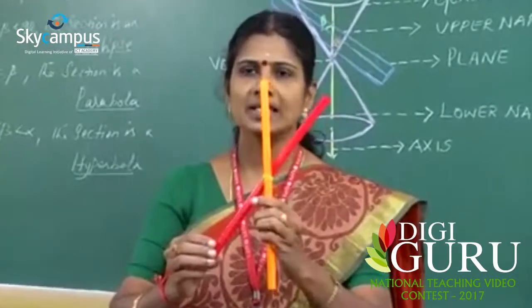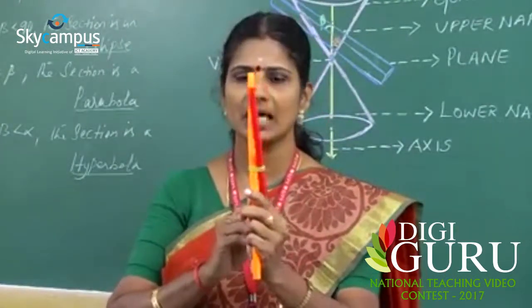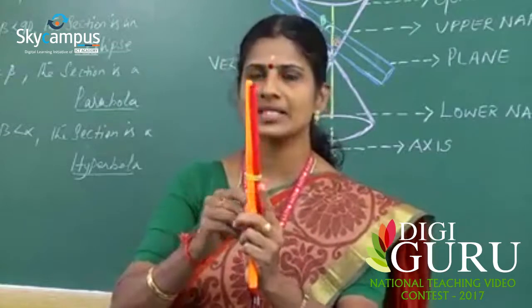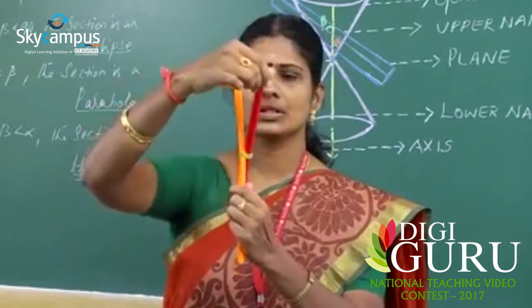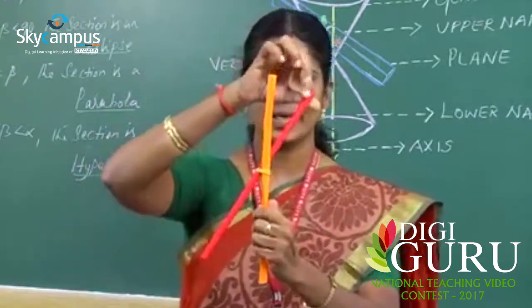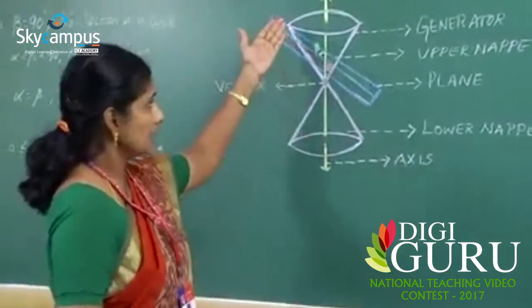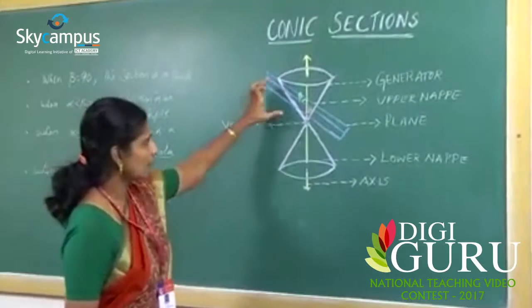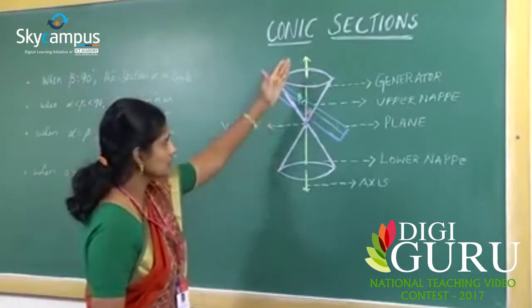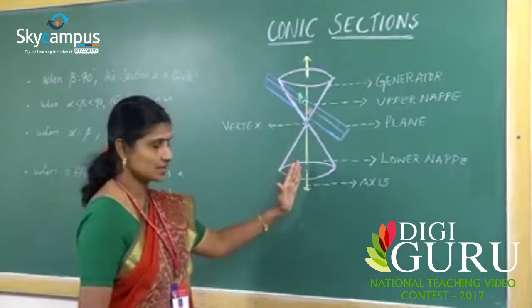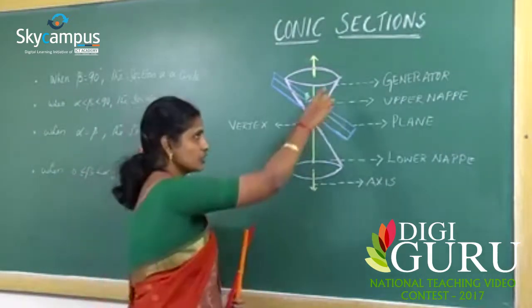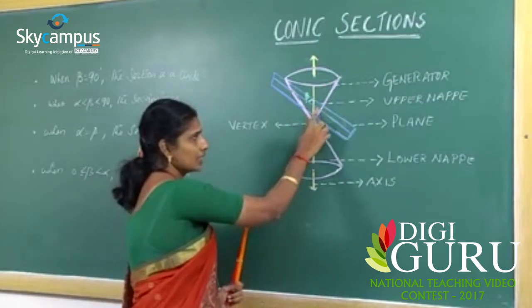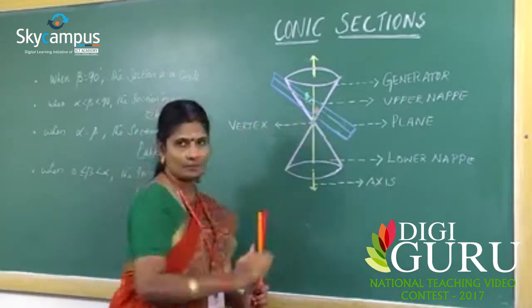When one line is rotating about the other line with a constant angle, we will be able to get two cones, that is the upper nappe and the lower nappe, which is very clearly shown on the board. This fixed line is the axis, and the rotating line can be called the generator, and the fixed angle I am taking as alpha.